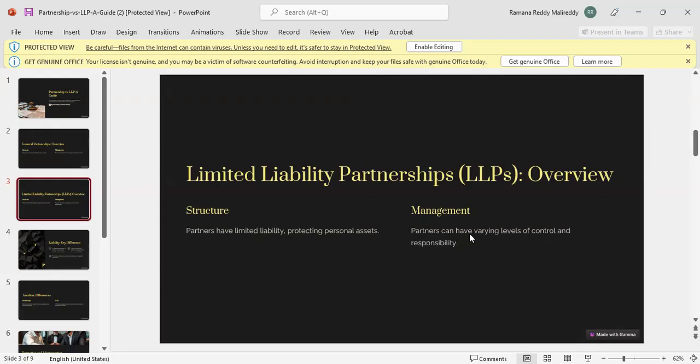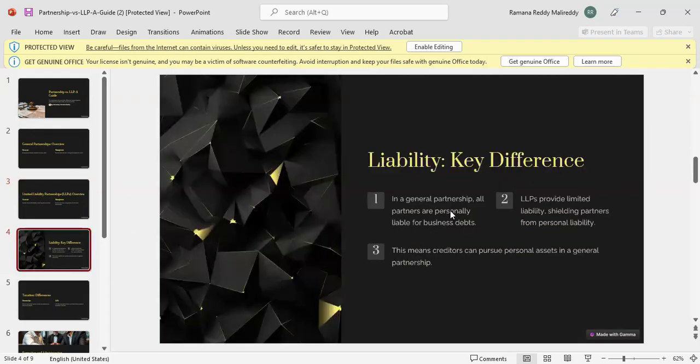Management: partners can have varying levels of control and responsibility. So here, partners' personal assets are going to be protected. And the key difference in liability is, in general partnership, all partners are personally liable for business debts, including their assets, whereas LLPs provide limited liability.